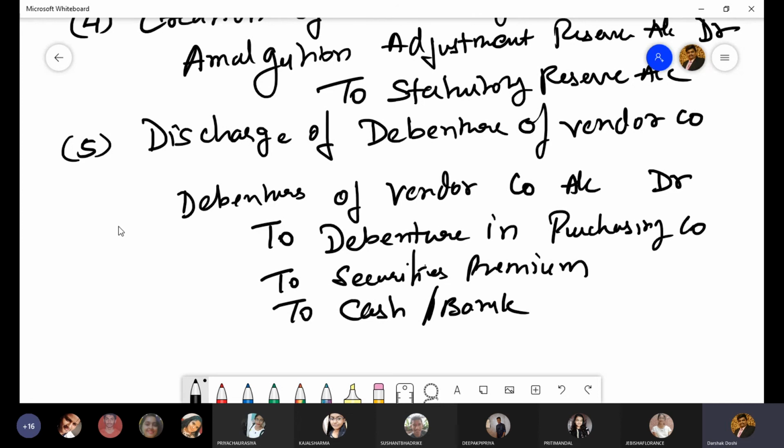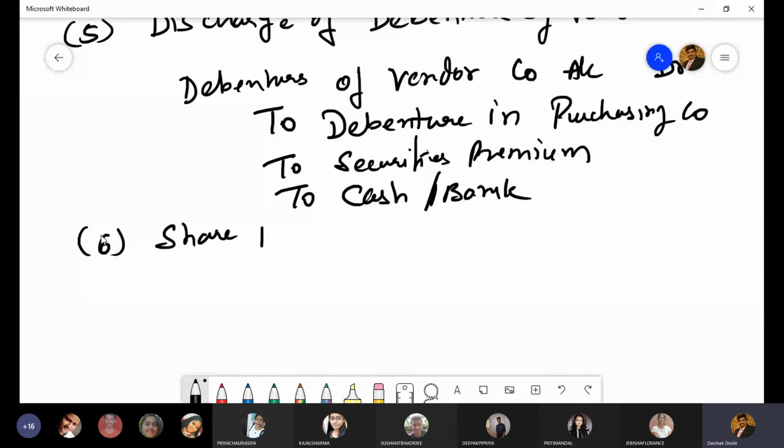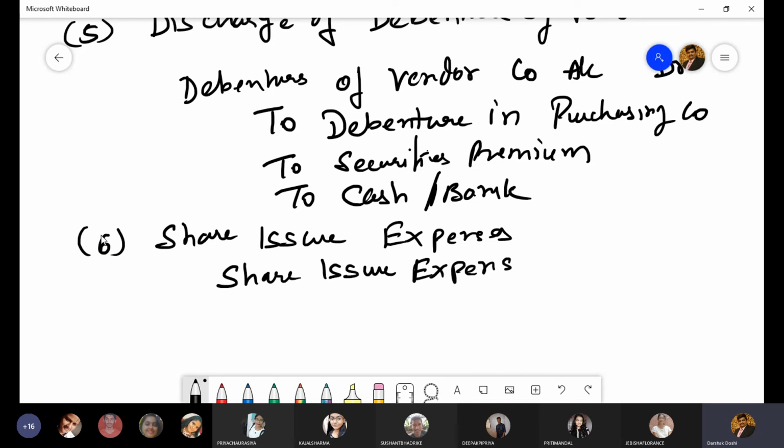Next, for share issue expense, dissolution expense, number 6, share issue expense. As the shares are issued by the purchasing company, there will be some expense. So for share issue expense, the entry will be share issue expense account debit to bank. Simple. Share issue expense account debit to bank.